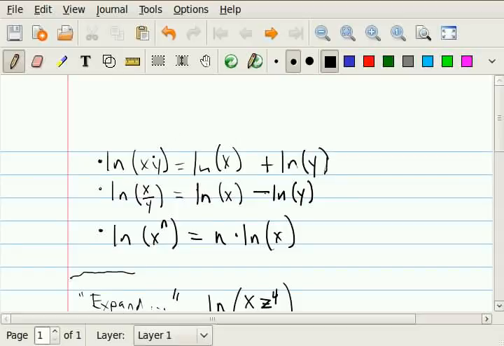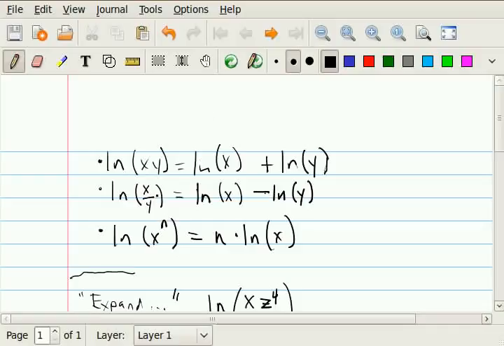For instance, this one says that if we take the natural log of two things multiplied together, we can instead take the natural log of each one and then add those together. And the other way of reading that, of course, is that if I add the natural log of two things together, I can instead write that as the natural log of the product of the numbers inside the original logarithms. So basically, these are rules we can use to rewrite a logarithm or several logarithms in a different way.